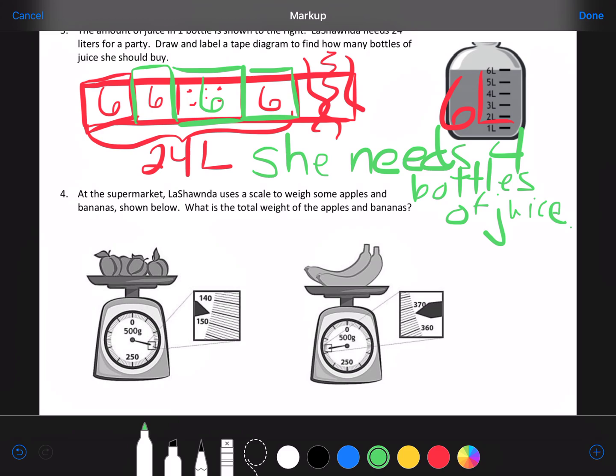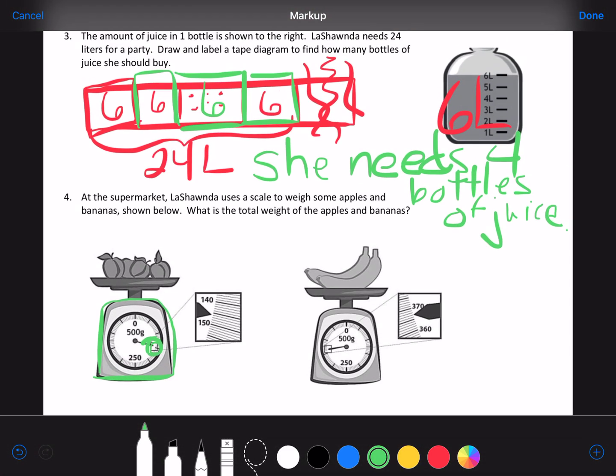At the supermarket, LaShonda uses a scale to weigh some apples and some bananas shown below. So what they've done here is they're like, here's the scale, but wow, that's super little. We can't read that. So just like we zoom in on our phones, right? That's what this picture is. It's the zoomed in part, okay?